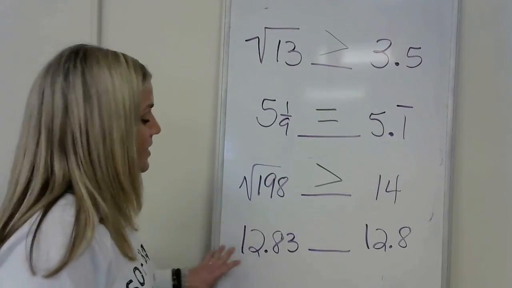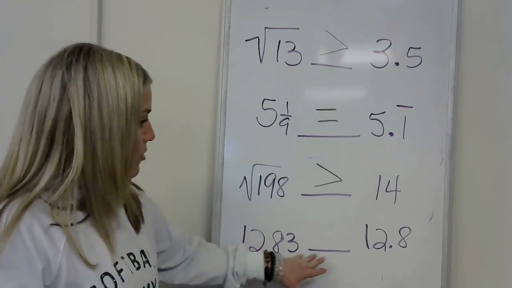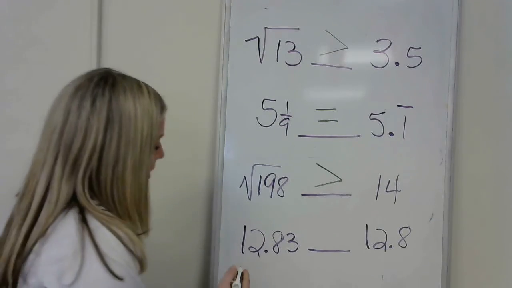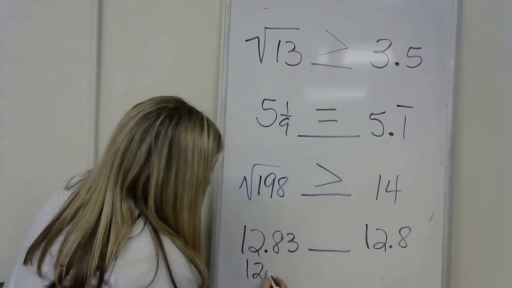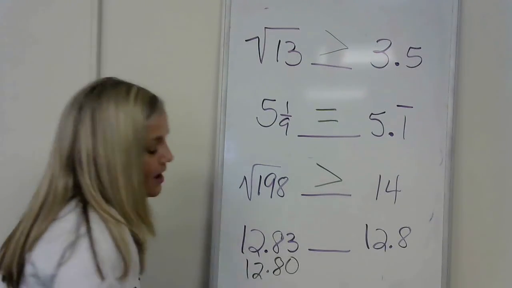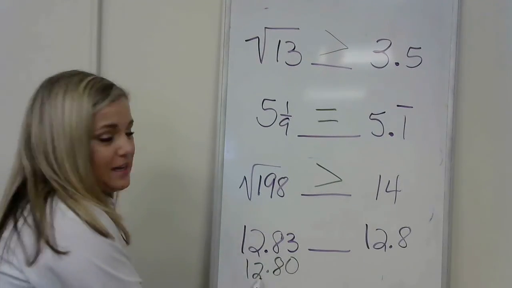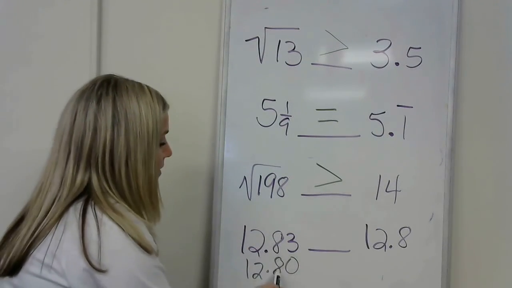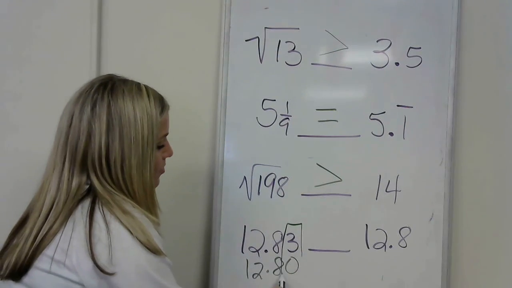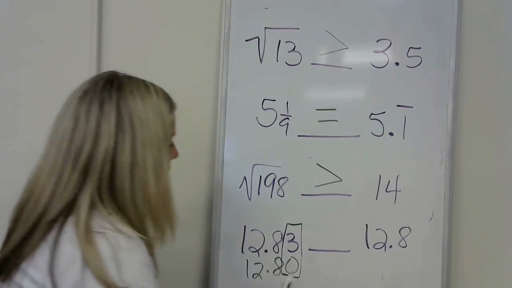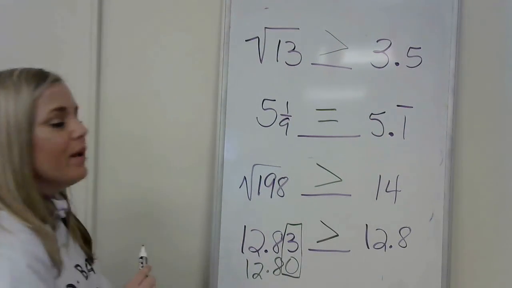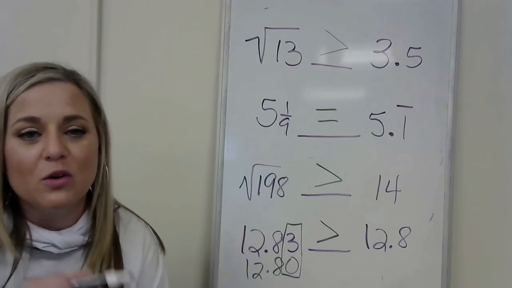All right, so if we look at this last one we have, 12.83 and 12.8, if we compare them and I put 12.8, I can see that these 1s are the same, 2s are the same, doesn't tell me anything. These 8s are the same, but when I get to this section right here, 3 is greater than 0, so we will be eating that one, okay? If you have any questions, raise your hand.